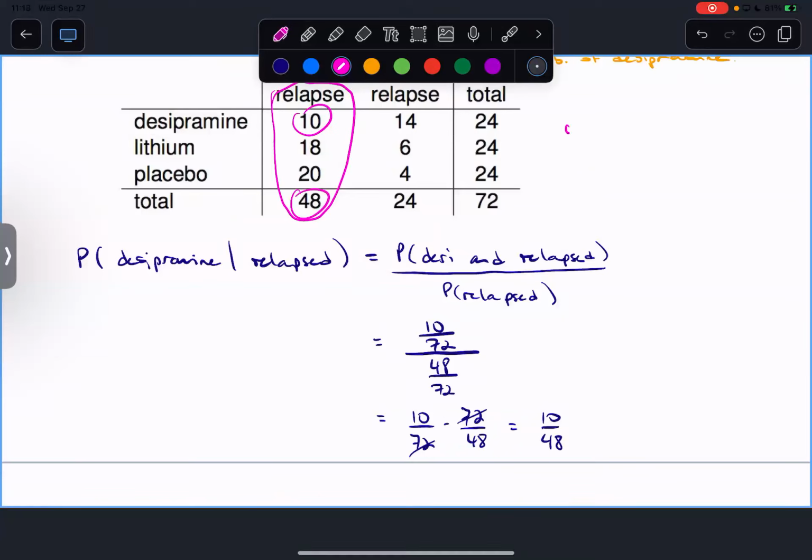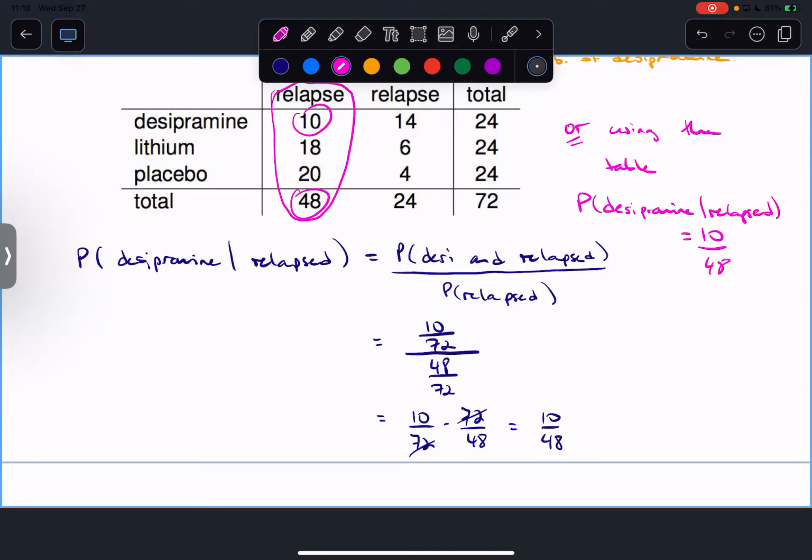10/48. Or using the table, the probability of desipramine given relapsed is 10/48. Oops, that doesn't look like an 8. Same answer, just different ways of getting there.